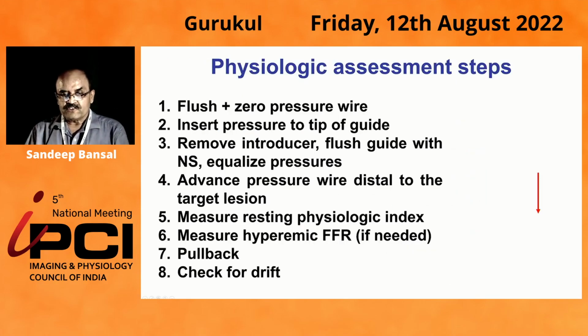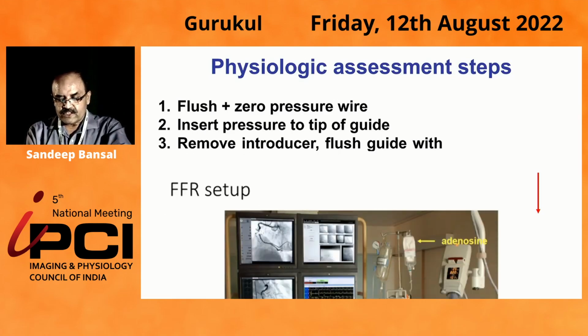Now, these are the physiological steps which are required. So you start with flushing and zeroing the pressure wire. You further insert the pressure wire to the tip of the guide. You remove the introducer after the pressure wire has been introduced. You advance the pressure wire thereafter distal to the target lesion. You measure the resting physiologic index. And thereafter you measure the hyperemic FFR. And further, you pull back, and you also check for things like the drift.